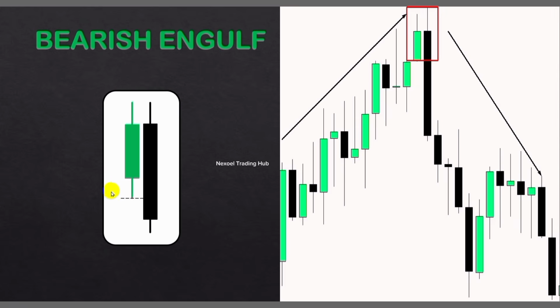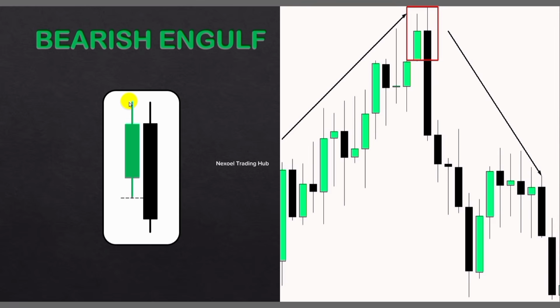What you can see is that price is actually moving to the upside. And then we have this bullish candle. The green candle here actually represents the bullish candle, and then the black candle actually represents the bearish candle. You can decide to set your candlestick color to any color you like. So this is the bearish engulf candle, where we have the bullish push of price to the upside.